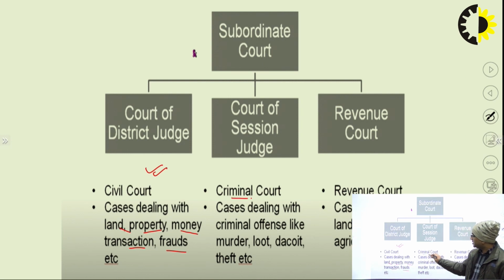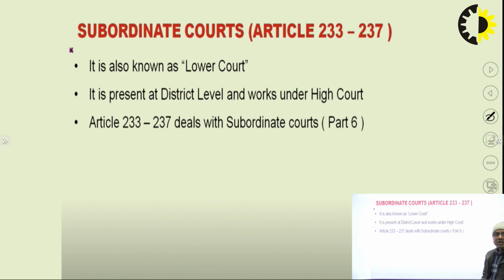Then if any crime takes place, in such a situation, cases related to murder, loot, deceit, theft will be handled in the session judge court. And thirdly, the revenue court deals with land revenue, agricultural land, etc. Such matters will be discussed in the revenue court. Now a question arises about these subordinate courts. They are discussed in our Constitution from Article 233 to 237, and we know that these are also known as lower courts, present at district level, and work under the High Court.